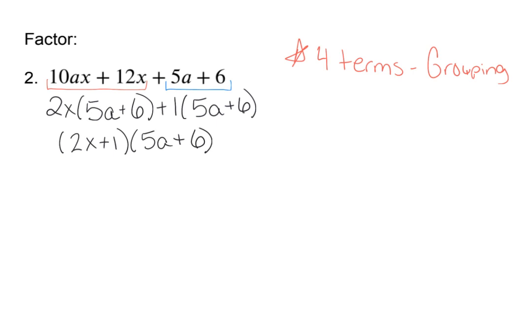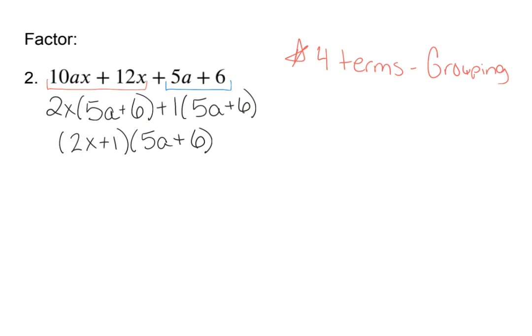Now, why that works is pretty cool, actually. Think about if you were to simplify this. Now remember, the goal in math is one line has to equal the other line. If we were to simplify this, we would get back to here. You'd take 2x times 5a and 2x times 6. Then you'd take 1 times 5a and 1 times 6. Think about if you were to FOIL this. If you were to FOIL this, you would take 2x times 5a, 2x times 6, does that sound familiar? And 1 times 5a and 1 times 6, does that sound familiar?